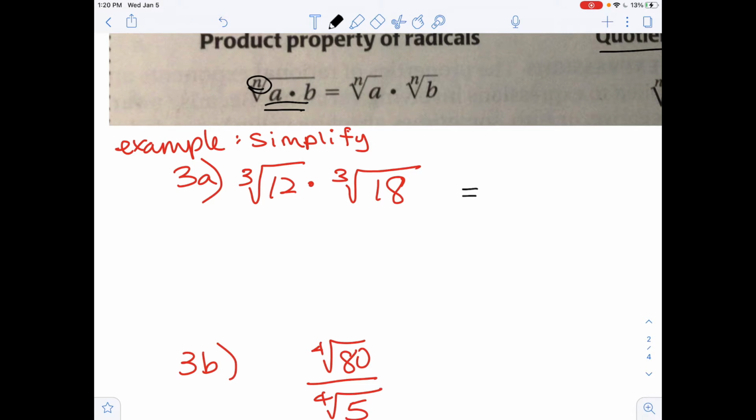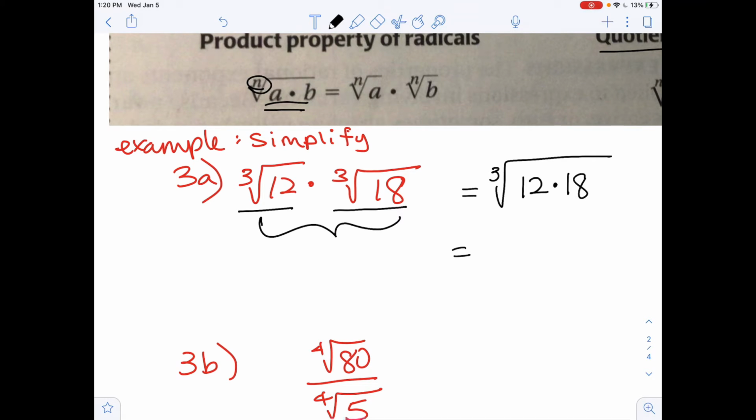Right now they're separated. I've got a separate third root of 12 and a third root of 18. So I can combine these together by keeping that root and multiplying that inside together. Well, if I use my calculator, really quickly I can find 12 times 18 is 216.